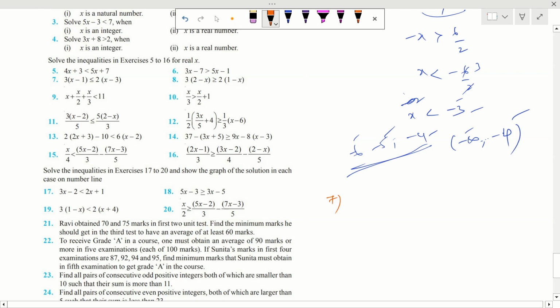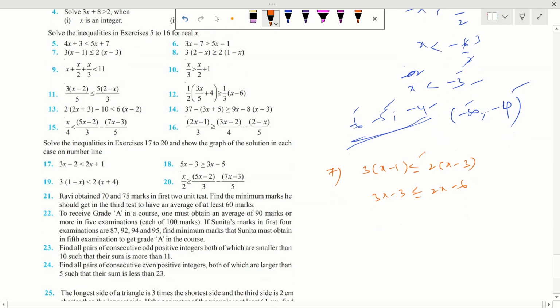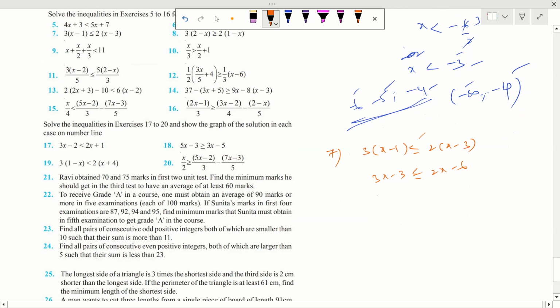The seventh one, the condition is given: 3 into x minus 1 less than or equal to 2 into x minus 3. Here the less than or equal symbol is given. So I just multiply this out: 3x minus 3 less than or equal to 2x minus 6, right? 2 threes are 6. Taking the x term to one side, it is 3x minus 2x less than or equal to, and this minus 3 I am taking to this side, then it is minus 6 plus 3.